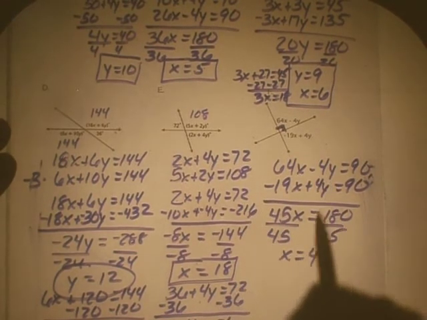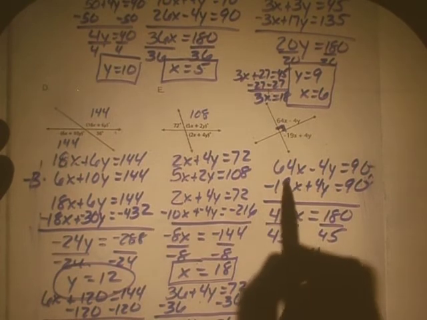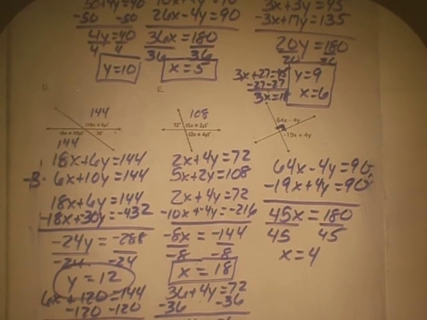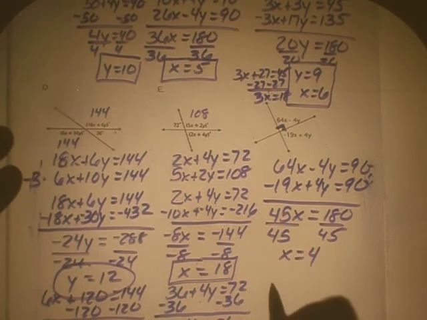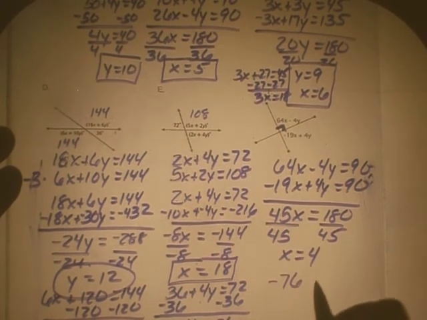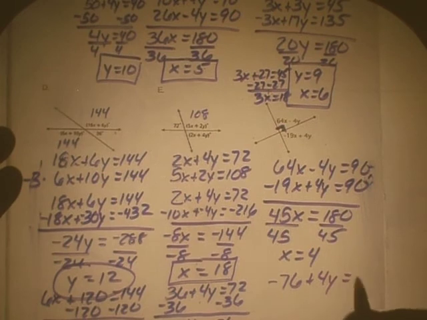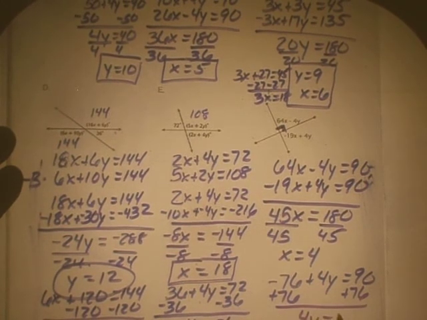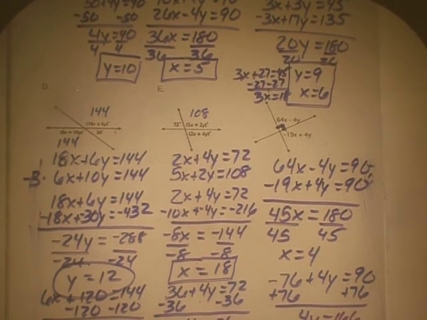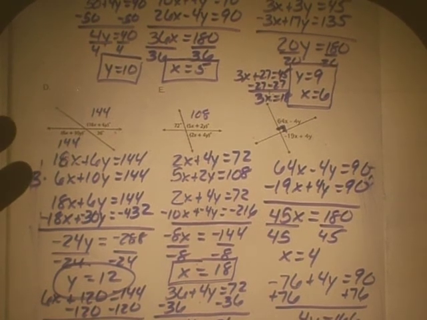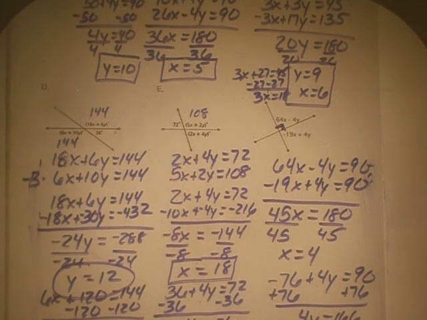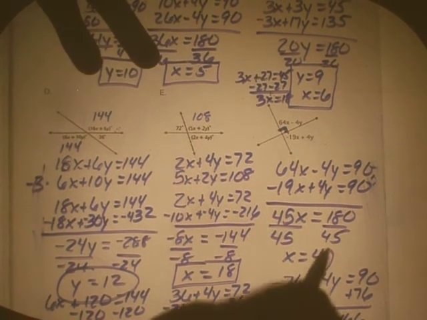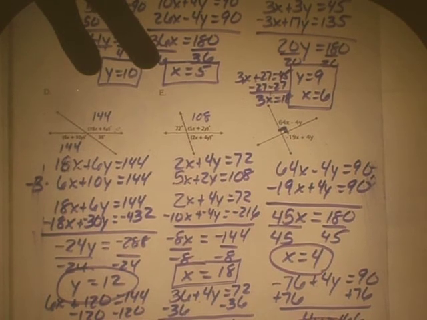And now substituting that back in, I guess I'll put it in the second one. Negative 19 times 4 is a negative 76, plus 4y equals 90. You are going to add 76 to both sides. And when you take 166 and divide it by 4, your y equals 41.5. And again, I probably should circle my answers.